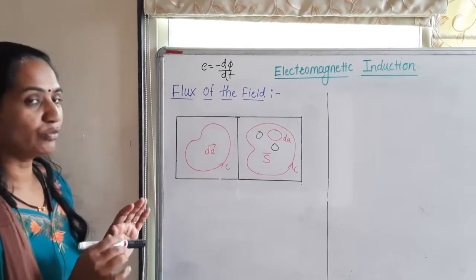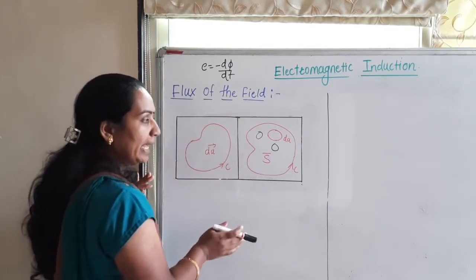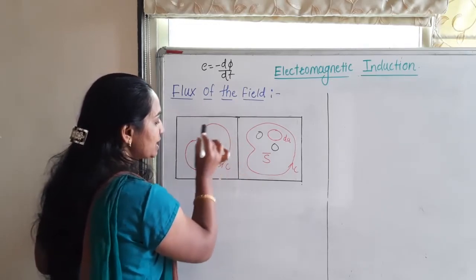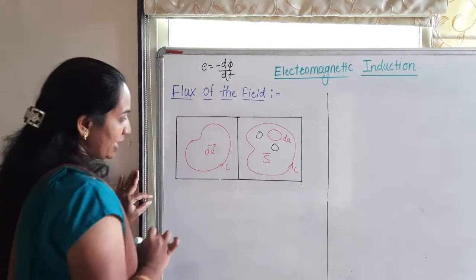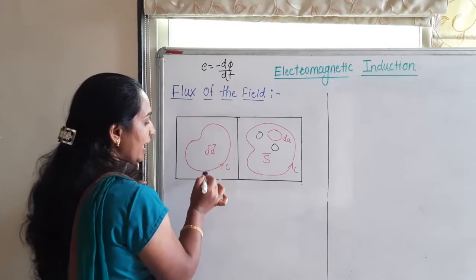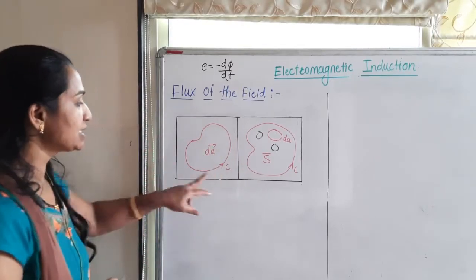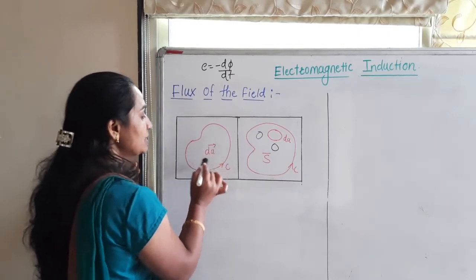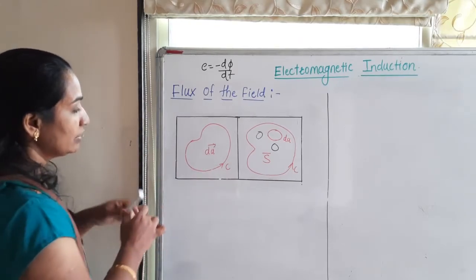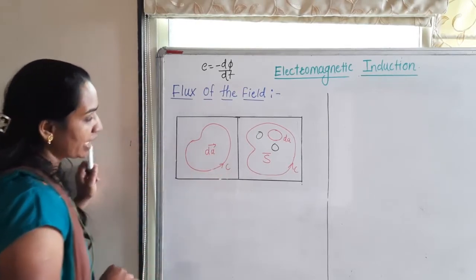We know the definition: flux means the lines which are passing through an area. Here we consider an area whose direction is anti-clockwise, denoted by the symbol S. This direction is denoted by the symbol C, meaning counter. Here we consider a small area dA, and the direction of this small area dA is according to the right hand rule.